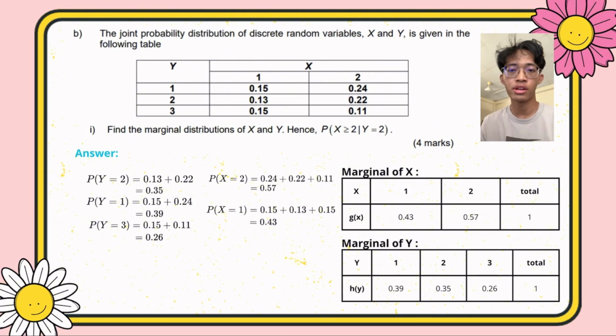Next, I will find the marginal distribution of X. When X is equal to 1, the probability is 0.43. When X is equal to 2, the probability is 0.57. Both marginal distributions are valid since the total probability equals 1.